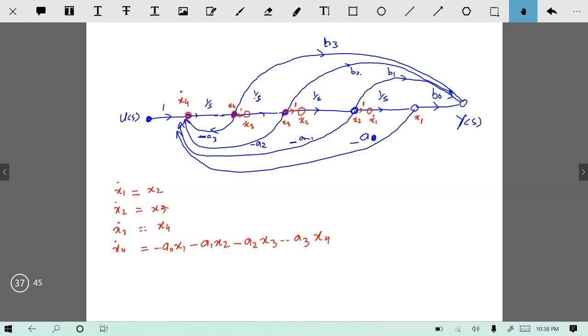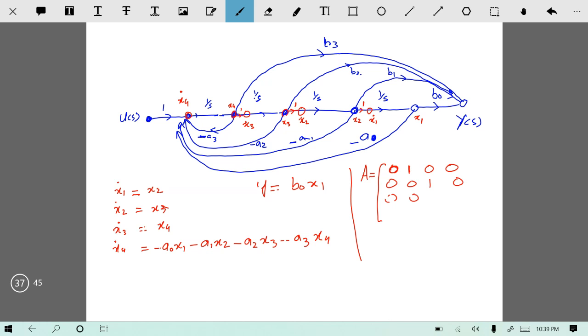So the A matrix, and obviously I'm not writing the output matrix, the other B, C, D matrices. You can write those matrices by yourself as well, because the output y is equal to b naught x1. So let's write all the matrices. Matrix A over here is equal to 0, 1, 0, 0, 0, 0, 1, 0, 0, 0, 0, 1, minus a naught, minus a1, minus a2, and minus a3. This is the A matrix.